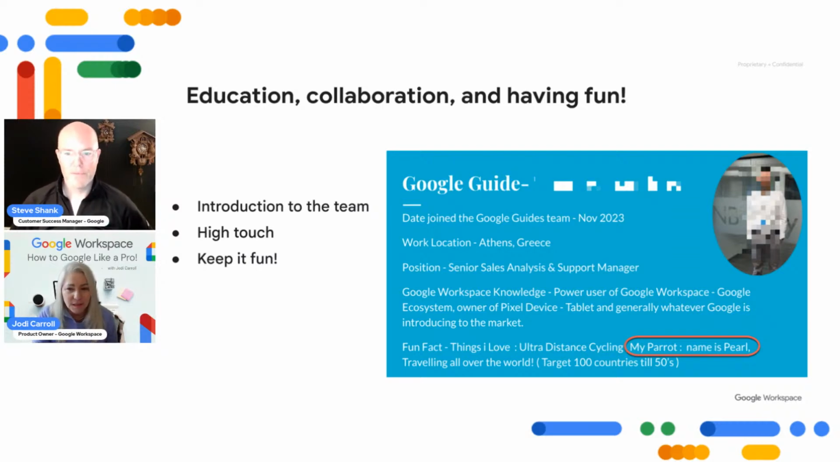In this particular example, this gentleman put that he had a parrot and her name was Pearl. I learned that there were 3 other Google Guides on the team that had a parrot. And this caused so much commotion, and GIFs started flying about parrots and birds and whatnot. And this particular Google Guide, who joined the team in Athens, Greece, starts interacting with people in Poland, in the UK, and in Atlanta, Georgia, where I'm located.